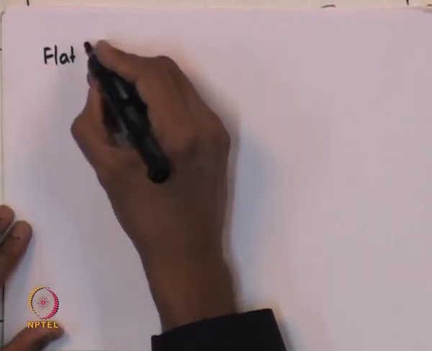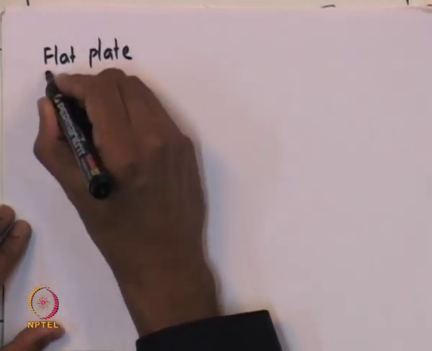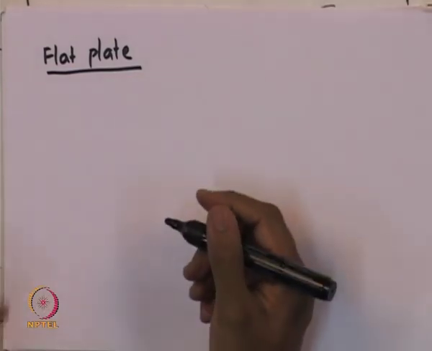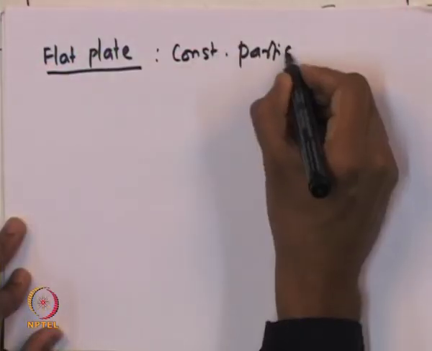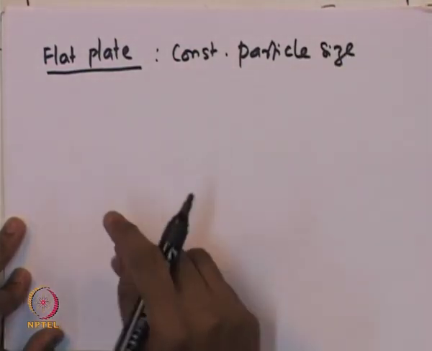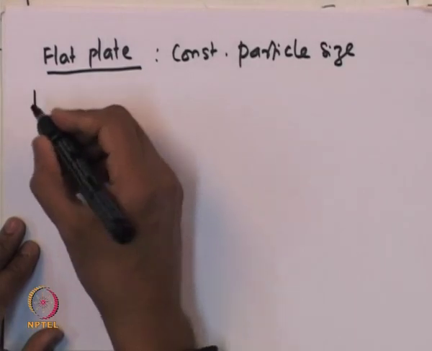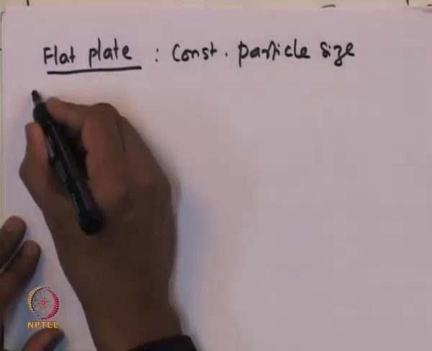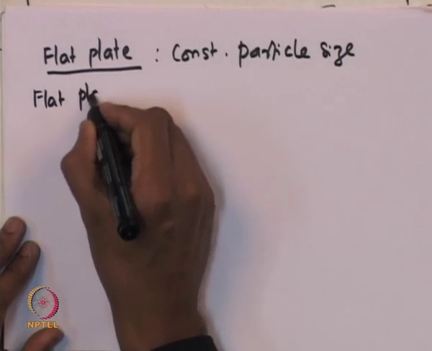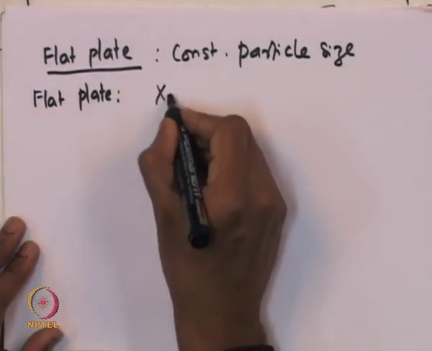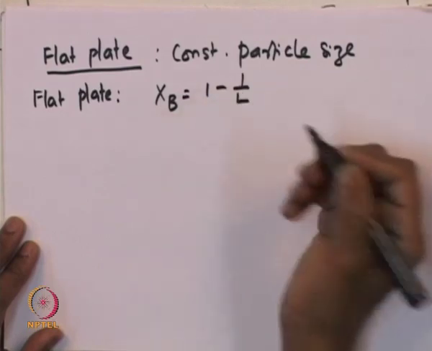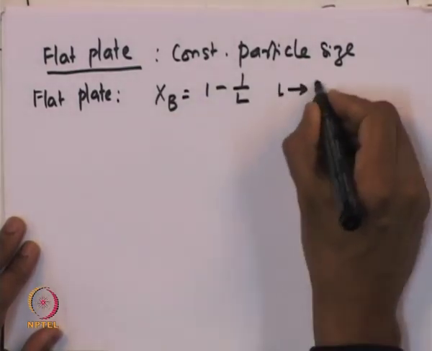One is the flat plate. Suppose it's a flat plate, where the solid is present in the flat plate and there is a fluid which is coming onto the surface of the flat plate and the heterogeneous reaction is occurring at the surface of the flat plate. So, in that case, if we consider the case of constant particle size, then for a flat plate one can define conversion as 1 minus 1 by L, where L is essentially the half thickness.